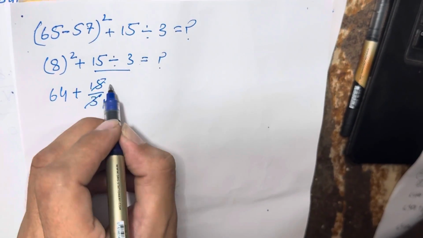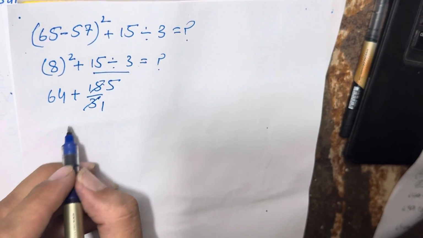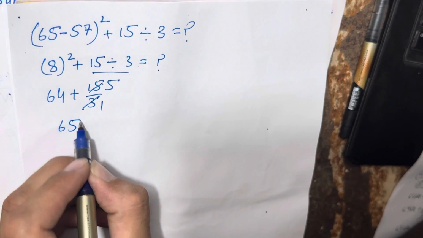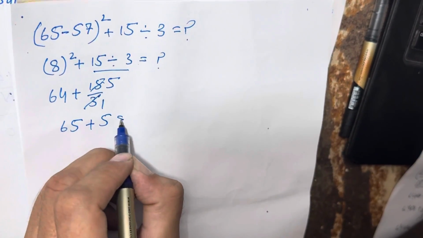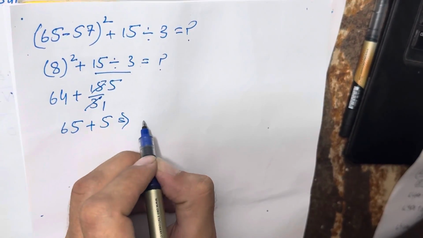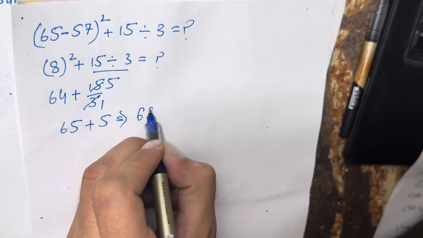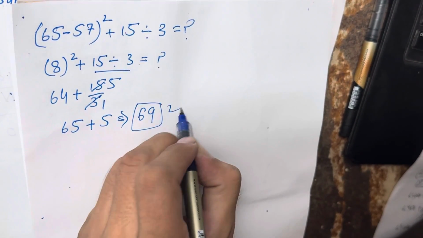3 1s are 3, 3 5s are 15. So 64 plus 5, which is equal to 69. This will be the right answer.